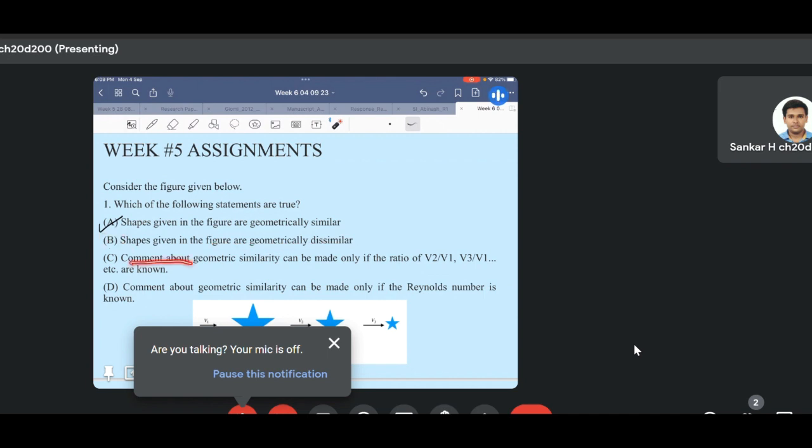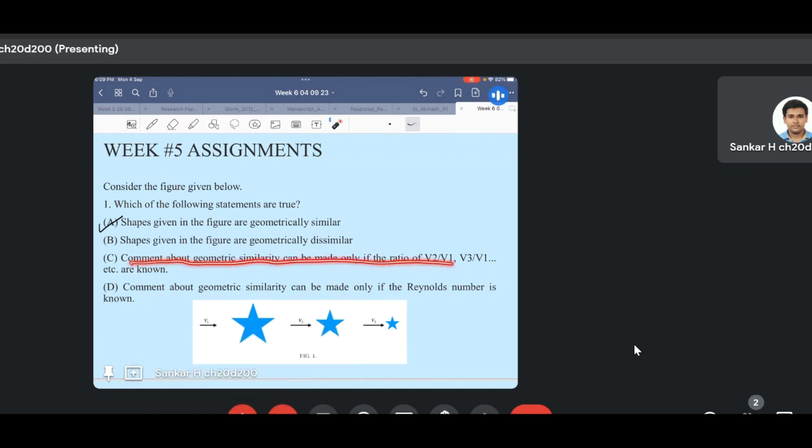Third option: a comment about geometrical similarity can only be made if the ratios V2 by V1, V3 by V1, etc. are known. That statement is incorrect because we don't need to know the ratio of V3 to V1 or V2 to V1. We can just say that the sides are all in the same proportion. The area will obviously be different, but the angles made by these sides will all be the same. Therefore, option C is incorrect.